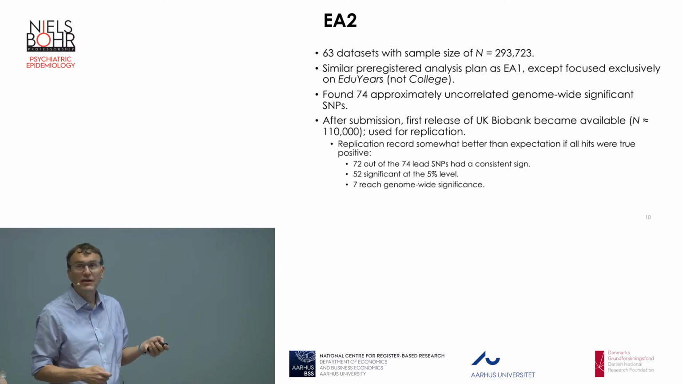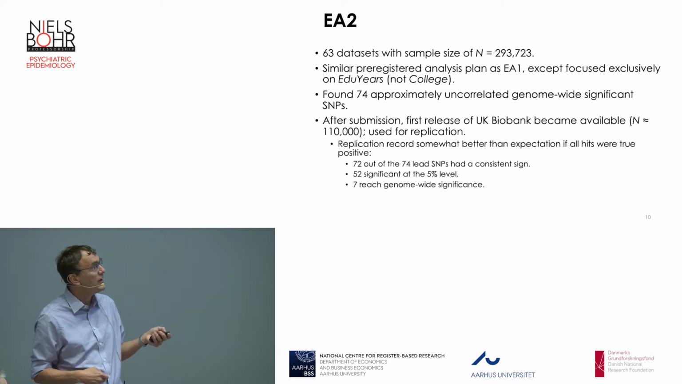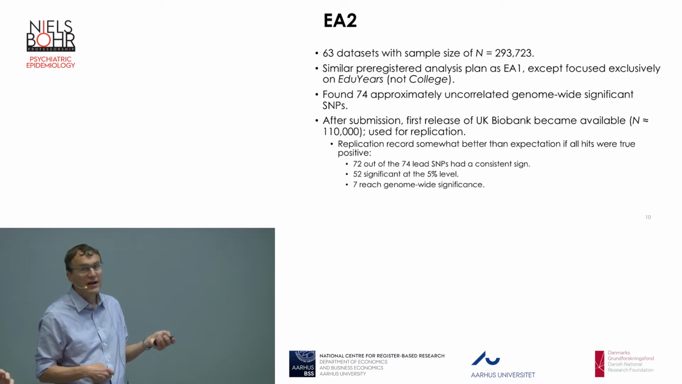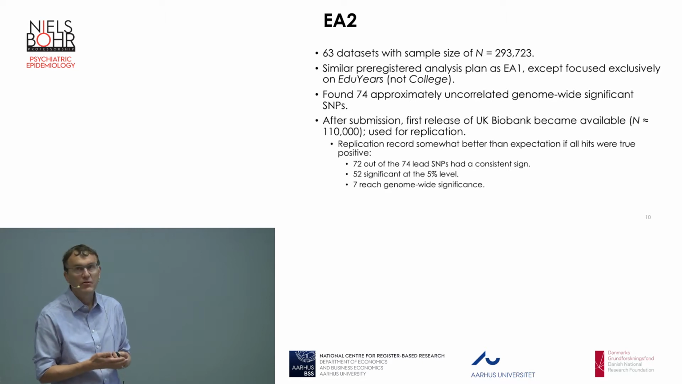Interestingly, and unusual for many of our studies, the replication record was almost better than we expected just by chance. 72 out of the 74 lead SNPs had a consistent sign. 52 of the 74 in the UK Biobank were significant at the 5% level, and also with the same sign. And 7 actually reached genome-wide significance on their own, just in the UK Biobank. This shows not just what a powerful resource the UK Biobank is, but how much value for money it has in terms of the amount of information per data point, which is much larger for many traits than it is for meta-analysis.